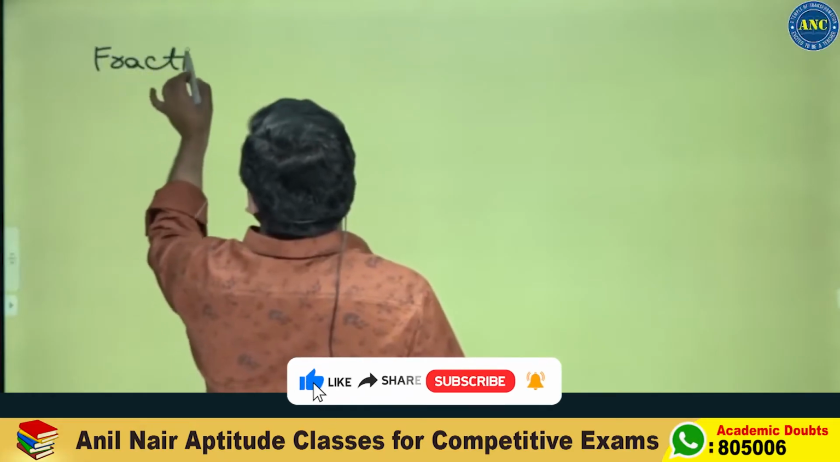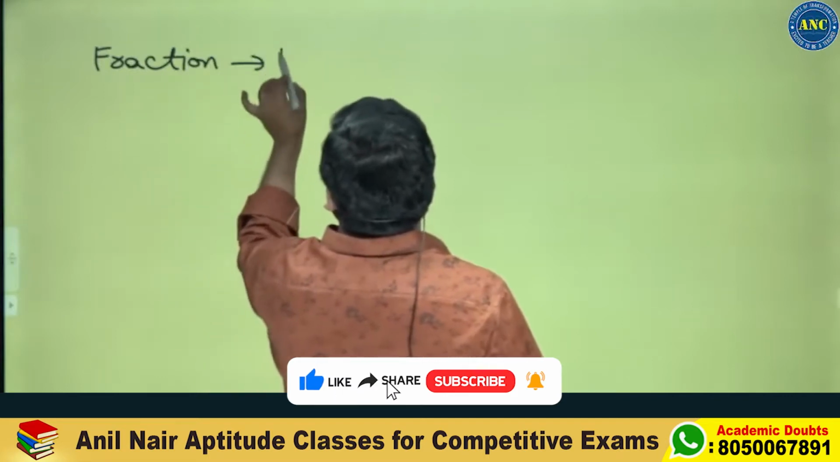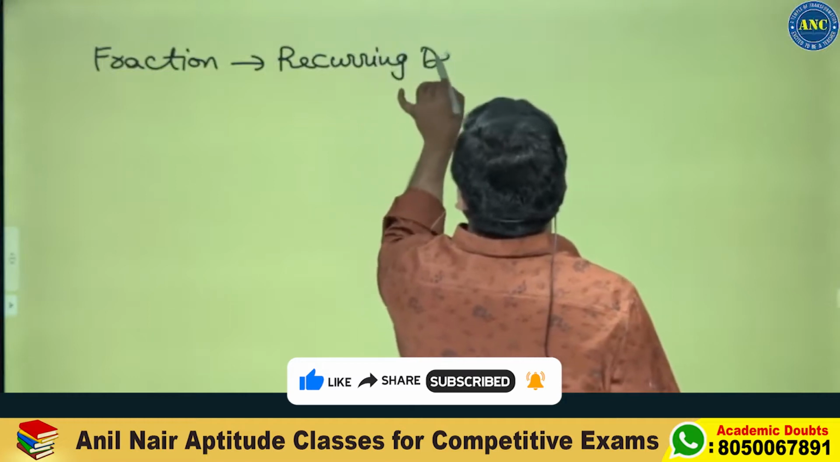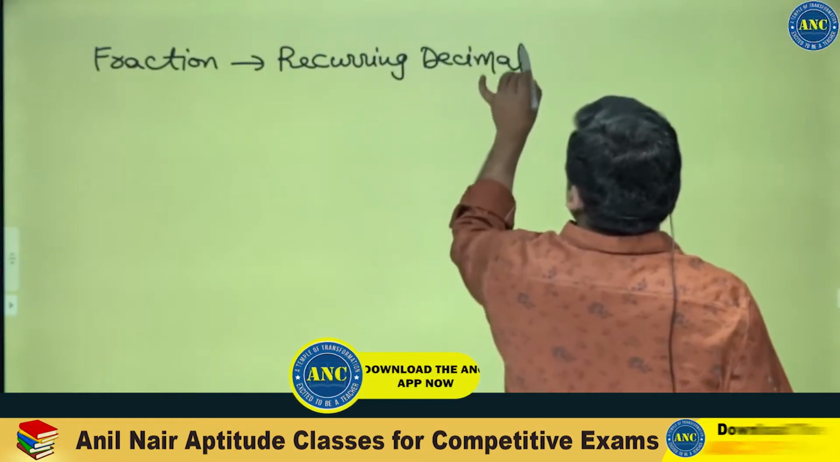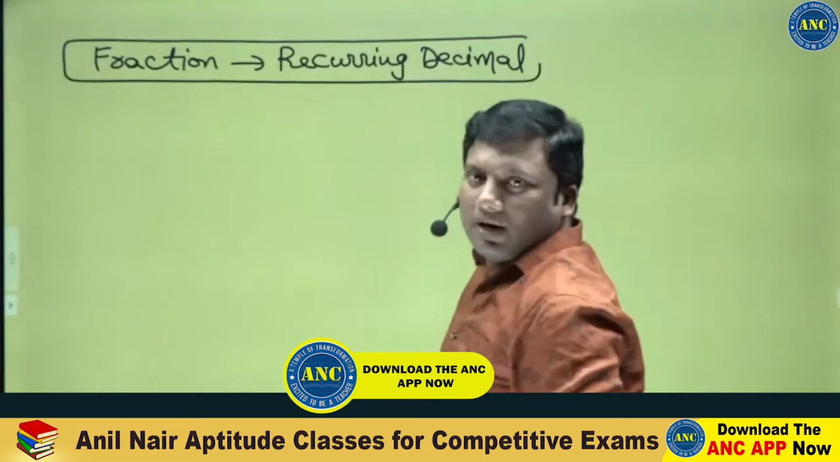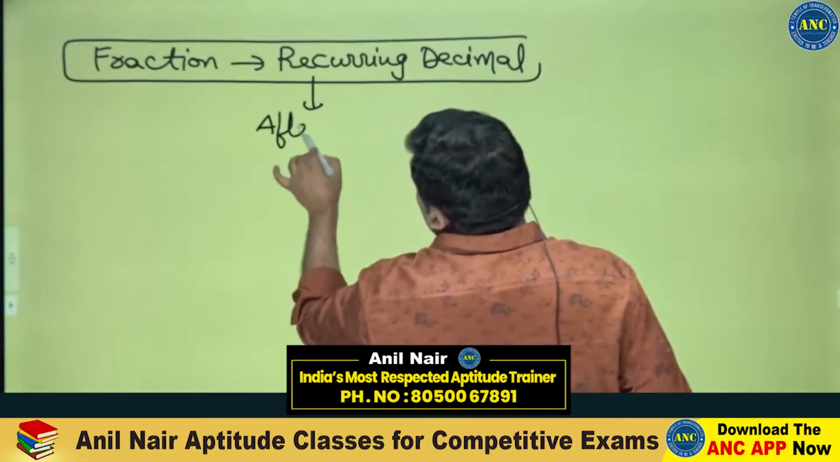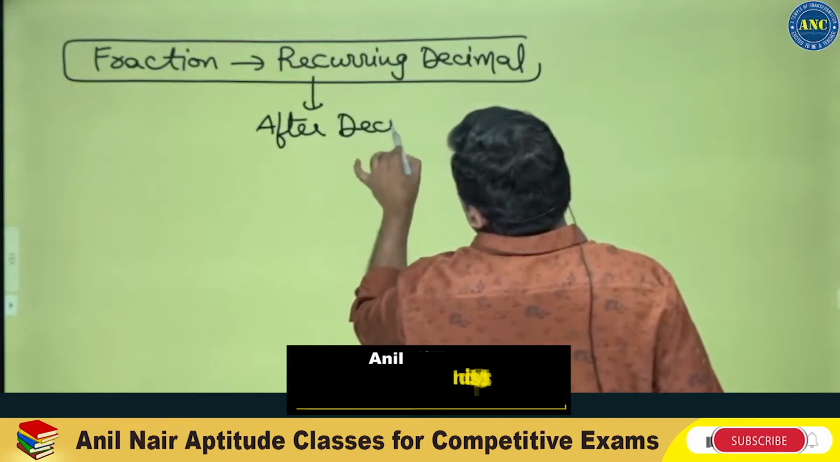When will a fraction result in a recurring decimal? What do you mean by recurring decimal? After the decimal, digits get repeated.